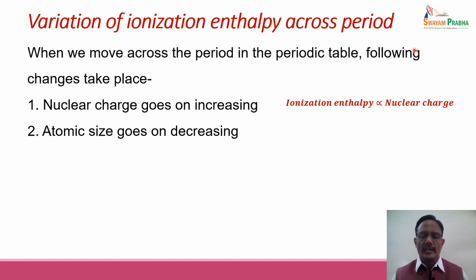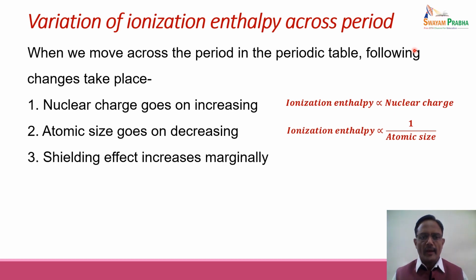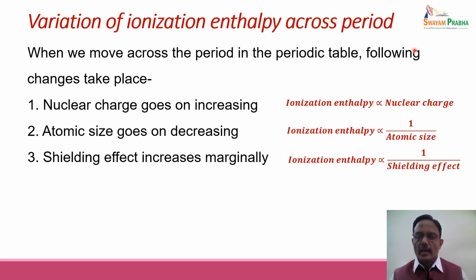Now we know that atomic radius goes on decreasing from left to right in a periodic table, and also the ionization enthalpy is inversely proportional to atomic size. The third factor which goes on changing from left to right is the shielding effect, and there is a marginal increase in the shielding effect from left to right. However, we know that this shielding effect is affecting the ionization enthalpy in an inverse manner, that with increase in shielding effect, ionization enthalpy should go on decreasing.